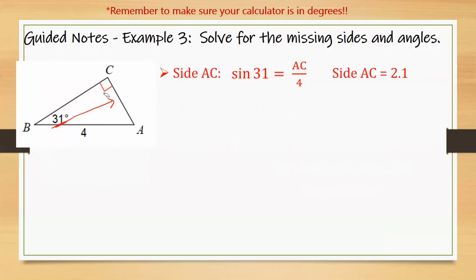Yes, that does look like a small number, but it's okay, because if you come over here, you realize your hypotenuse is 4. So this number is smaller than your hypotenuse, which it has to be. So we know that this is probably correct. Let's find our other side, side BC.